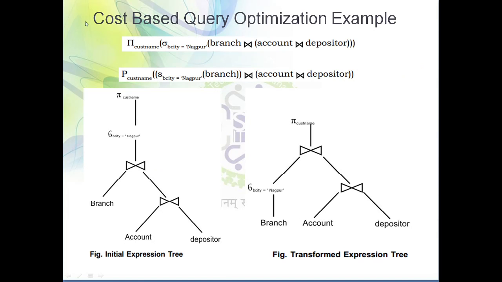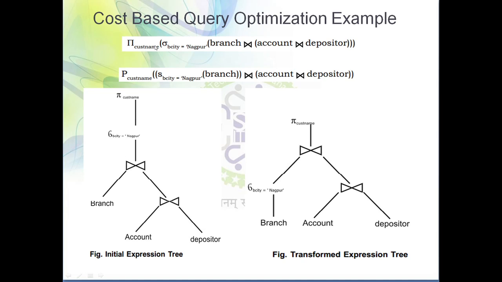Suppose the problem statement is that I need to find the customers whose branch city is Nagpur. Here I have a total of 3 tables: the branch table, the account table and the depositor table. From these I need to find the customer name. There are 2 possible ways to evaluate this query. This is the initial expression. Here you can see, first of all I join the account table with the depositor table, then I join with the branch table.